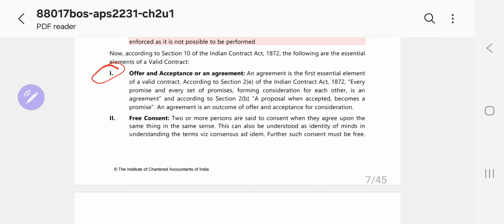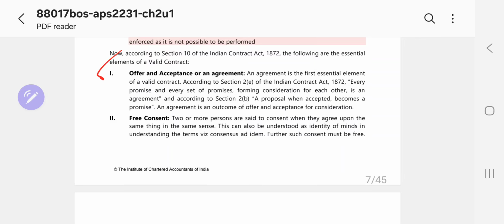So the first one is offer and acceptance, or an agreement. An agreement is the first essential element of a valid contract. According to Section 2(e) of the Indian Contract Act 1872, every promise and every set of promises forming consideration for each other is an agreement, as we saw earlier. And according to Section 2(b), a proposal when accepted becomes a promise. An agreement is an outcome of offer and acceptance of a consideration. So to become a valid contract there should be offer and acceptance of an offer in an agreement.